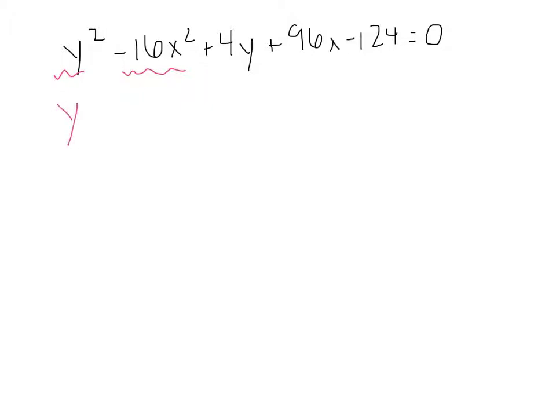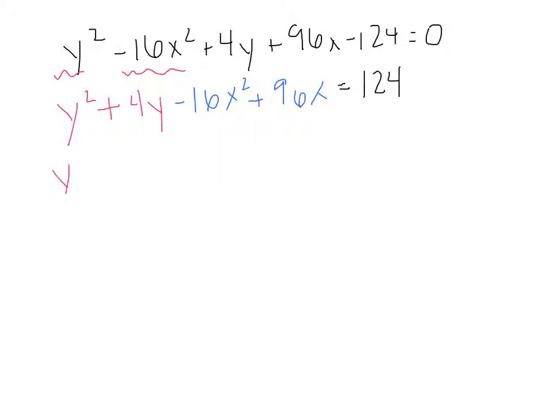So we have y squared plus 4y. And then for our x terms, we have negative 16x squared plus 96x. And when we move that 124 to the other side, it's going to become positive because we added 124 to both sides. So now we can complete the square. For the y's, we don't have to worry about factoring, but for the x's, we do.